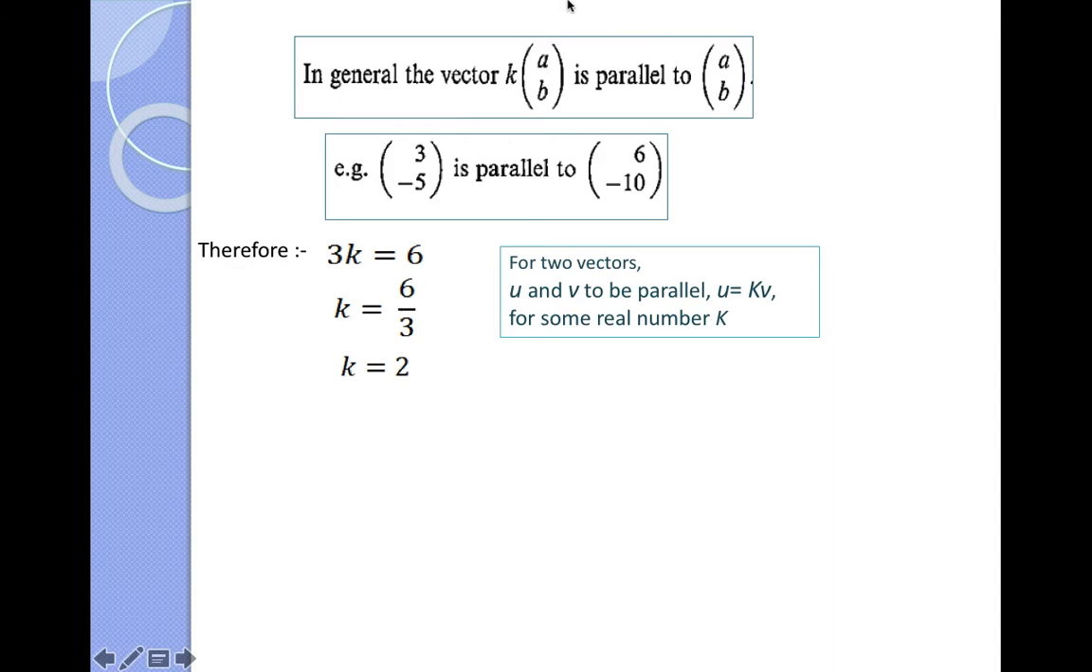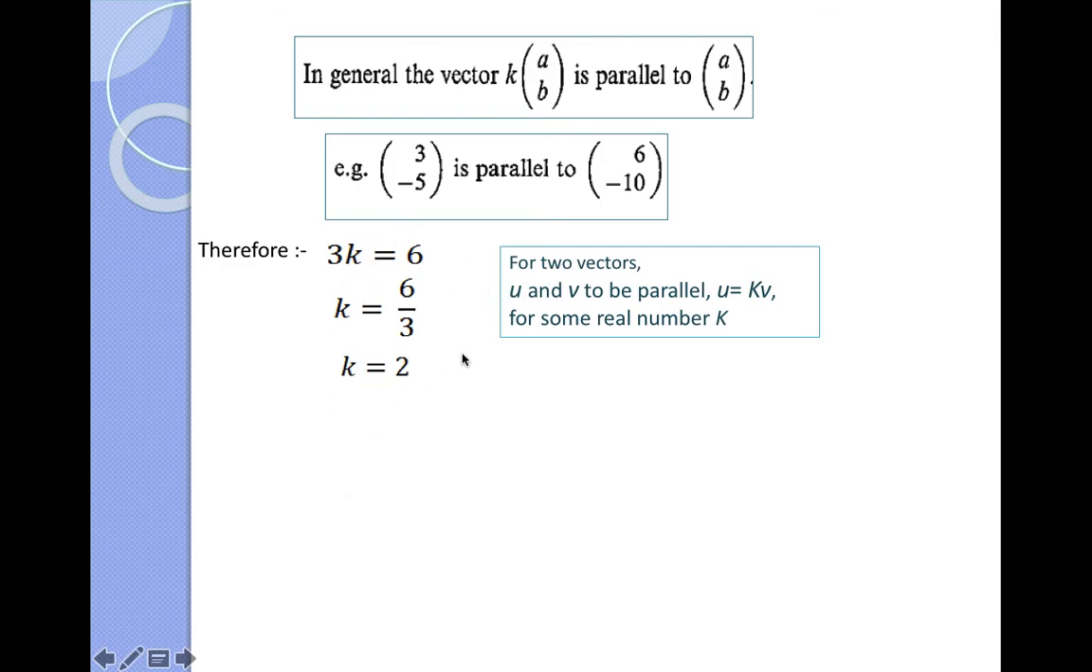Okay, now, so what is k? What is the scalar? It is 2. That means the column vector (3, -5) is a scalar multiple of (6, -10). That is why they have said (3, -5) is parallel to (6, -10). Okay, so I have shown you the working.